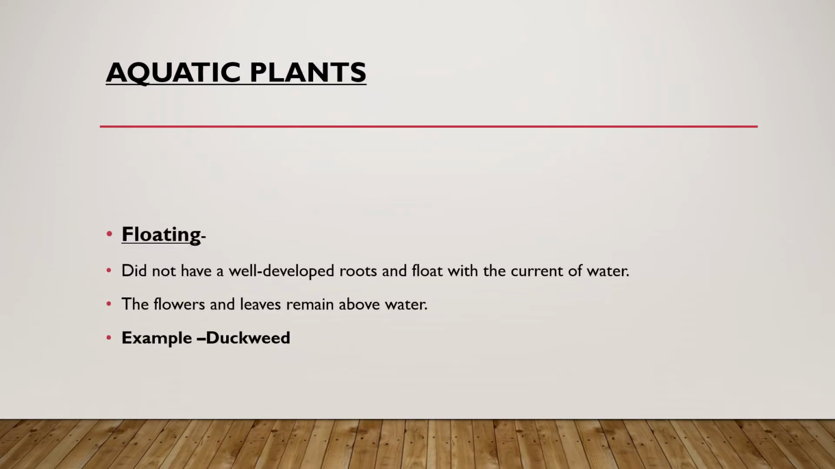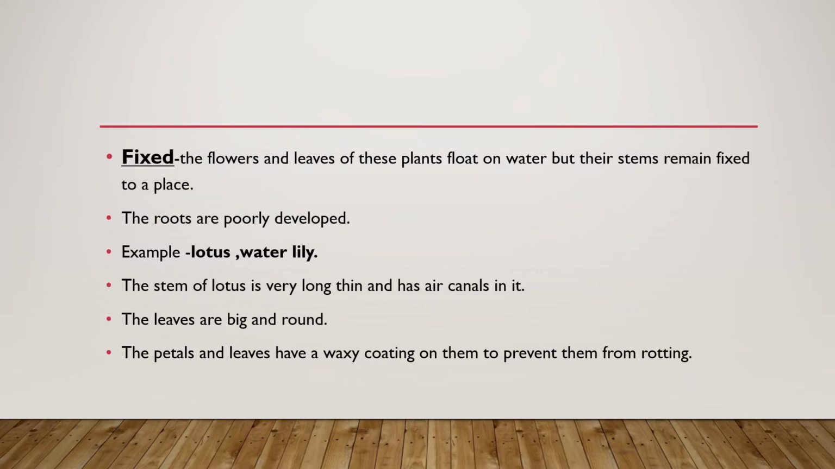Aquatic plants are divided into three types: floating, submerged, and fixed. The floating plants do not have well-developed roots and they float with the current of water. The example is duckweed. Fixed plants: the flowers and the leaves of these plants float on water and the stems remain fixed to a place. The examples are lotus and water lily.